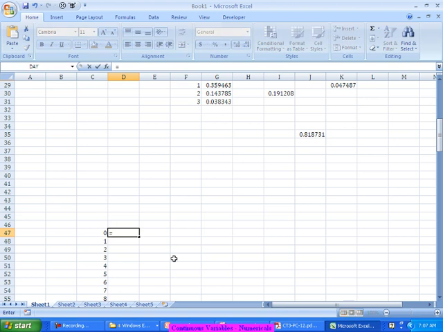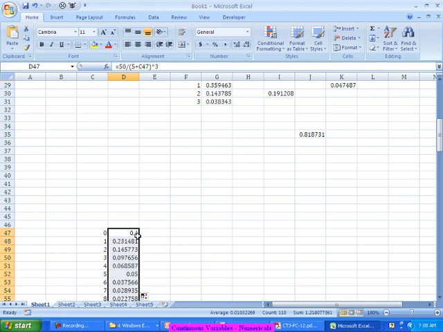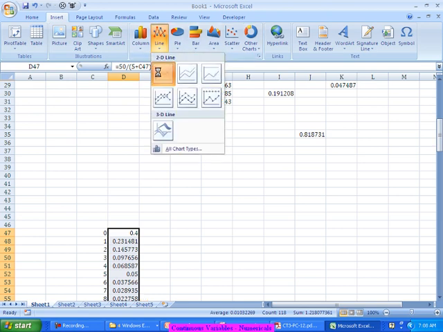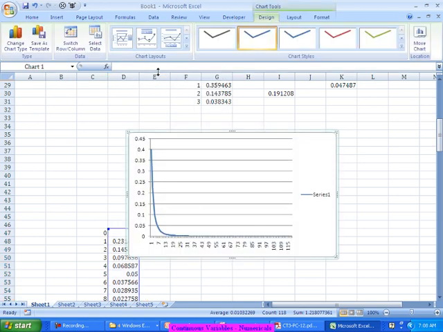See, the graph is like this, 50 by (5 plus x) whole cube. This is 50 by (5 plus x) whole cube. Now if I try to plot this graph, this is the typical graph, right?